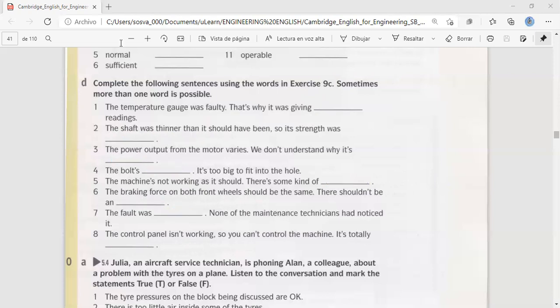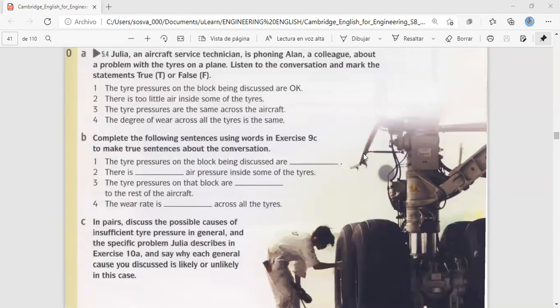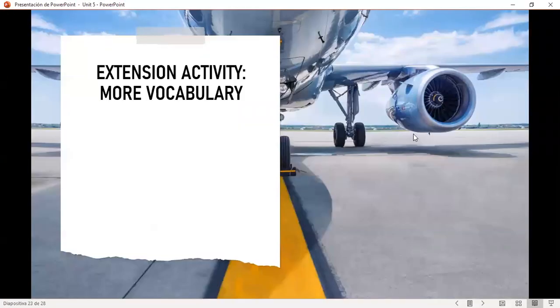Perfect. And before we continue with the new exercise, talking again about planes, the book suggests us to have an extension activity. Look at that beautiful photo of an airplane. As an extension activity, the book suggests us to have more vocabulary.